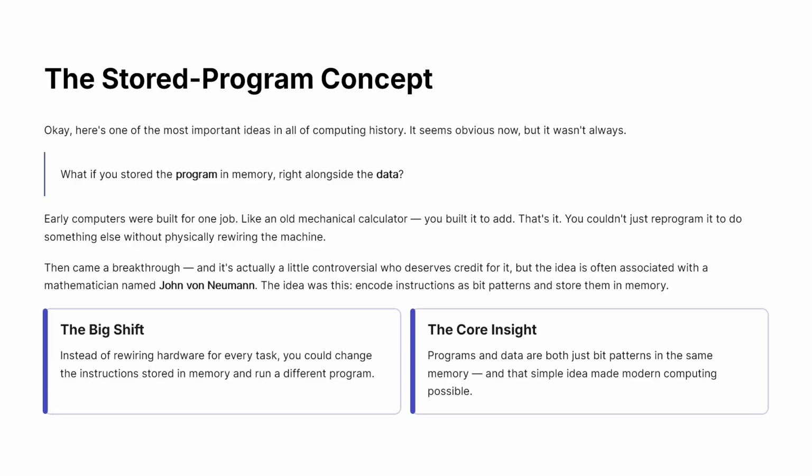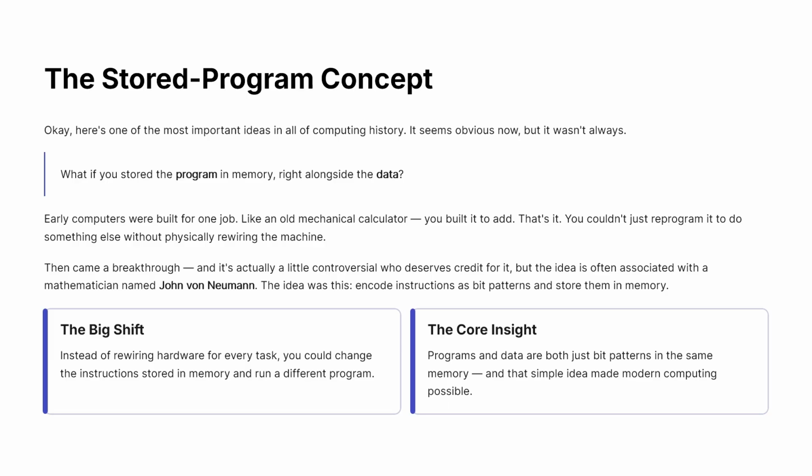You couldn't just reprogram it to do something else without physically rewiring the machine. Then came a breakthrough, and it's actually a little controversial who deserves credit for it, but the idea is often associated with a mathematician named John von Neumann. The idea was this: what if you stored the program in memory, right alongside the data?